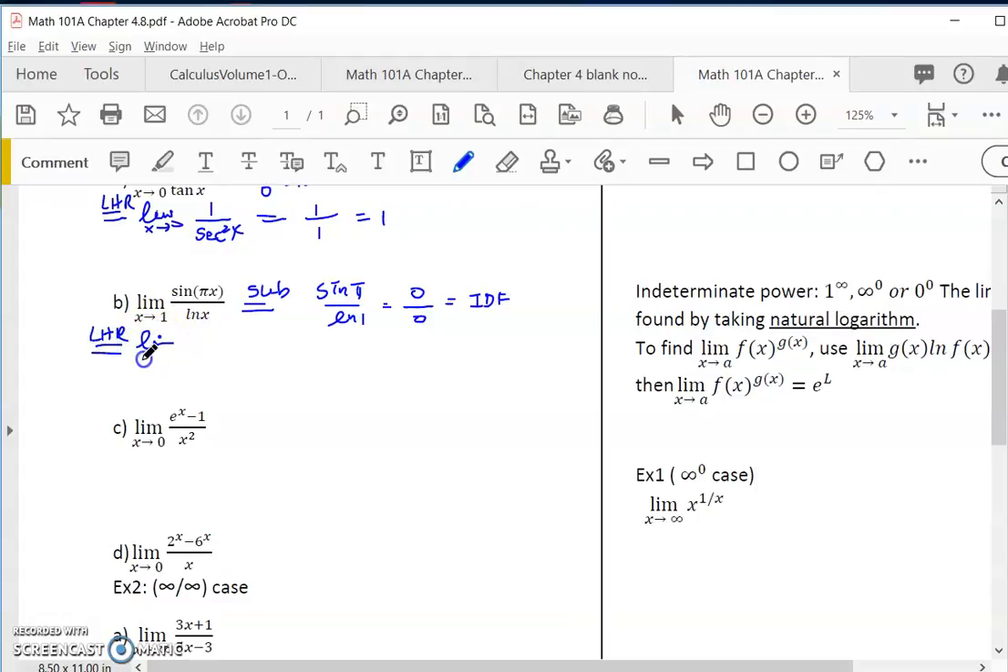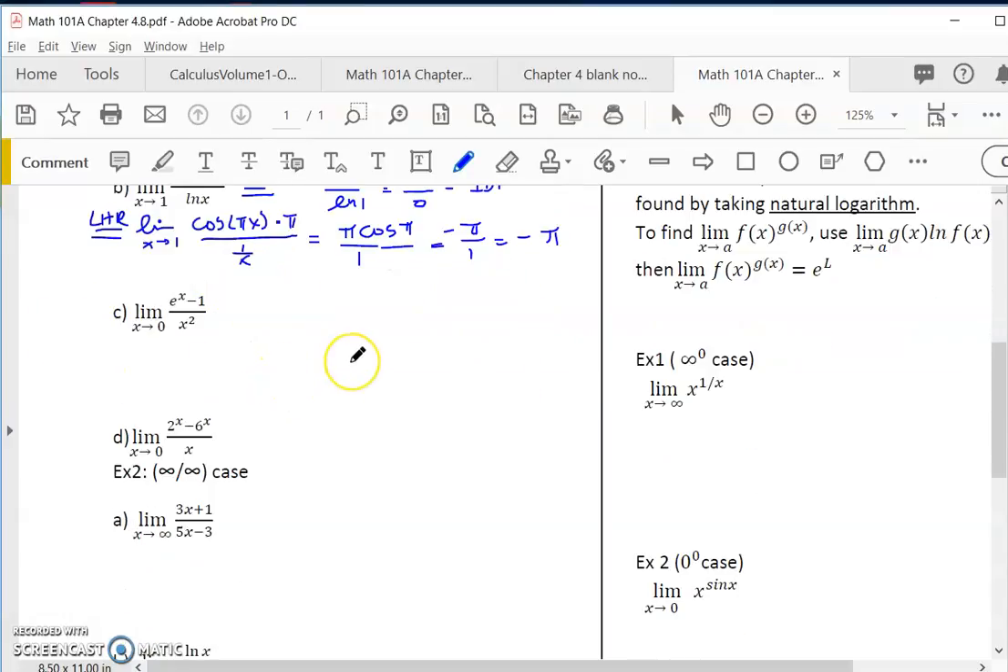Keep the same limit, but the inside can be changed to the derivative. Derivative of sine pi x is cosine pi x times d/dx of pi x, which is pi. And then derivative of ln x is 1 over x. So do direct substitution. The bottom is 1. The top is cosine pi. Cosine pi is negative 1, right? On the unit circle, cosine of pi is negative 1. So it's negative pi over 1, negative pi.